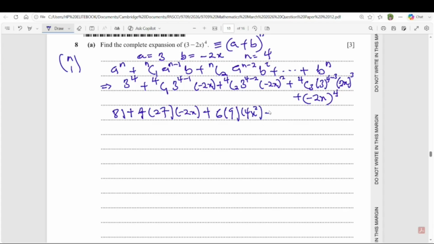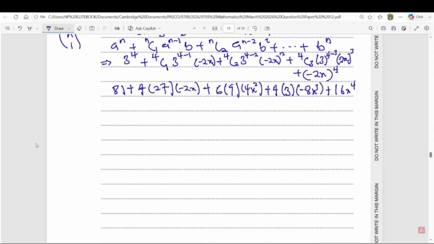Then next is 4 combination 3, and 4 combination 3 is 4. And then over here, 3 exponent 1. That gives us 3. And we have negative 2x all exponent 3, that gives us negative 8x cubed. Then the last one is negative 2 exponent 4, and that is 16. So we have 16x exponent 4.